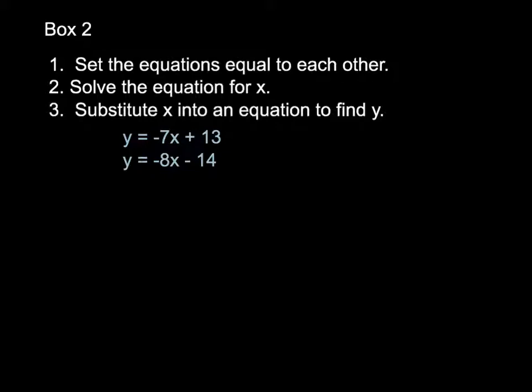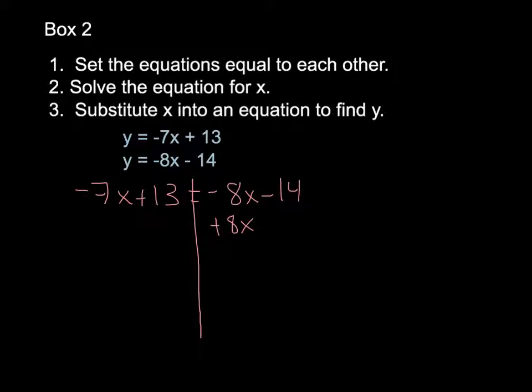So I'm going to write negative 7x plus 13. That equals negative 8x minus 14. So all I did is I dropped off the y's and set those equations equal to each other. Now it's a simple equation with variables on both sides. We've done this a million times. Let's get rid of one of the variables off one of the sides first. So let's do plus 8x on both sides. That will get rid of this. So those 2 cancel.